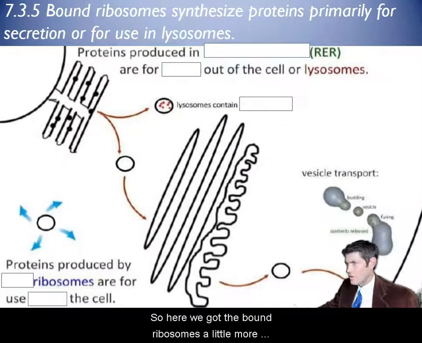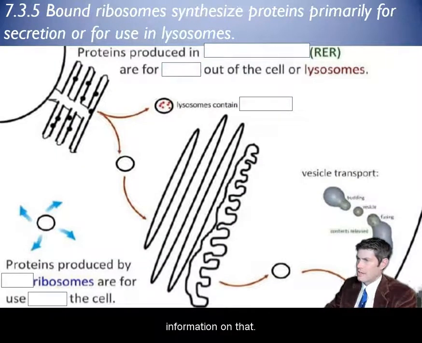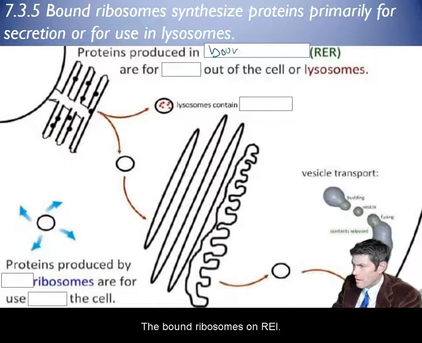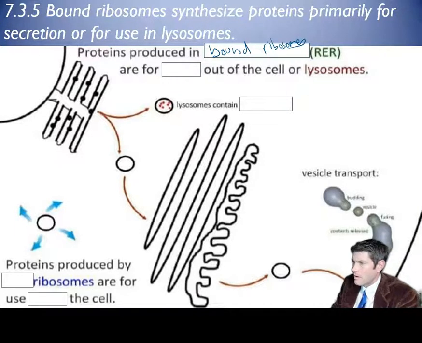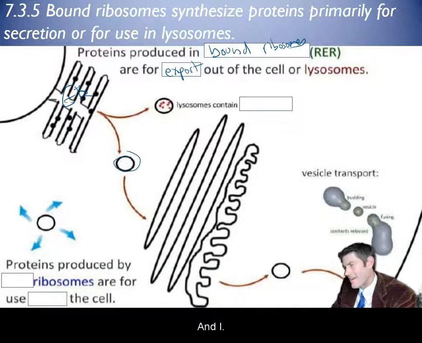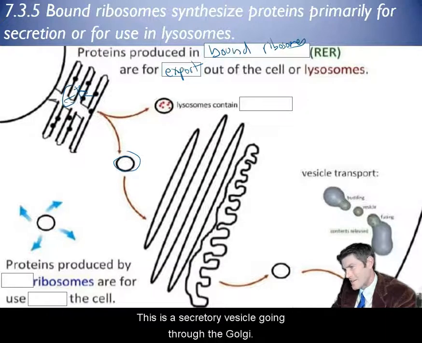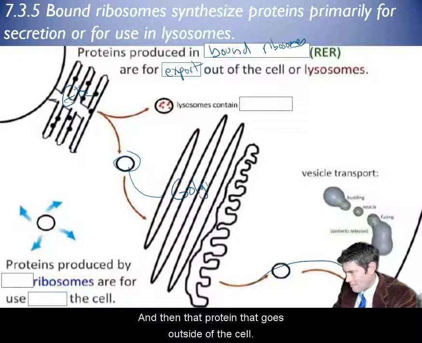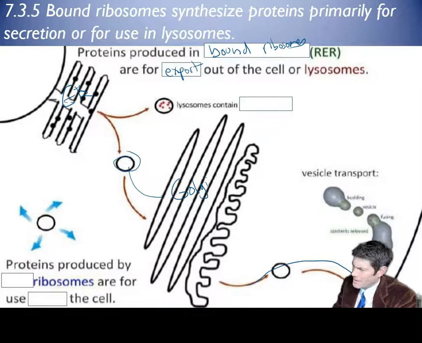So here we got the bound ribosomes, a little more information on that. Produced in the bound ribosomes on the RER. R for export. Got a little diagram showing that. Ooh, ER, that's right here. Rough ER, all bumpy, right? And this is a secretory vesicle going through the Golgi, getting processed, and then that protein then goes outside of the cell, showing budding right there.